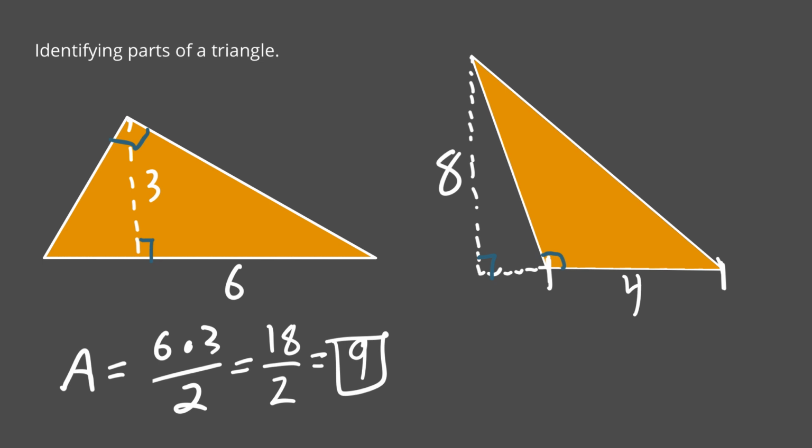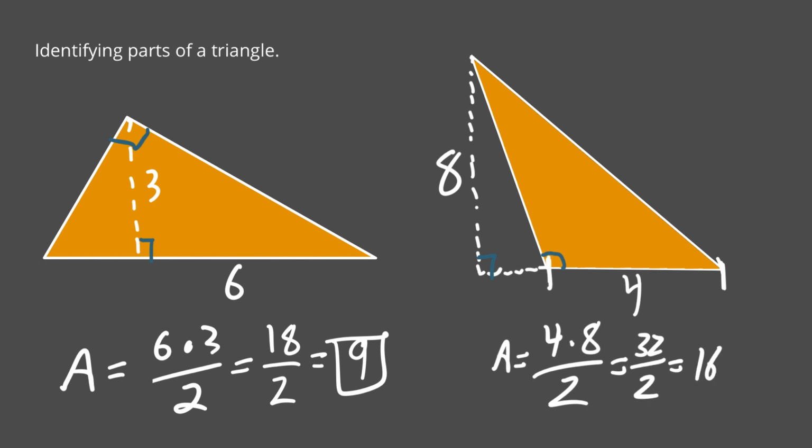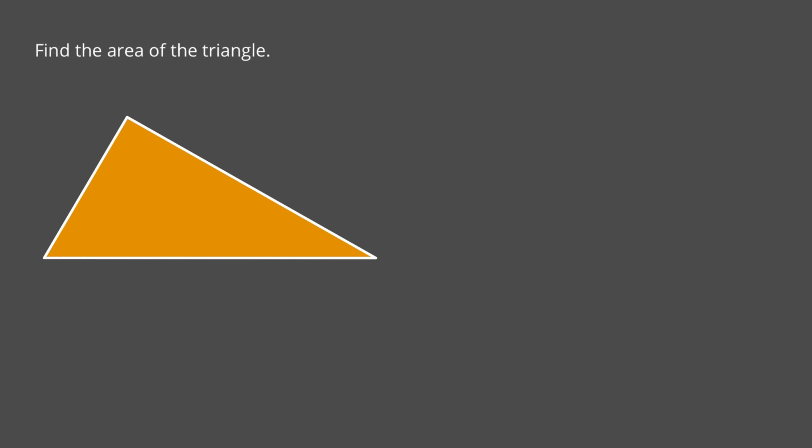So we plug them into our formula. Again, area is equal to base, which is 4, times height, which is 8, all divided by 2. That gives us 32 over 2, which is 16. And that's your final answer. Let's take a look at another problem.